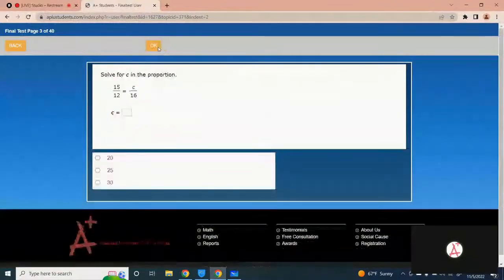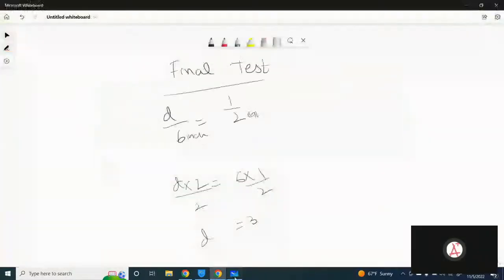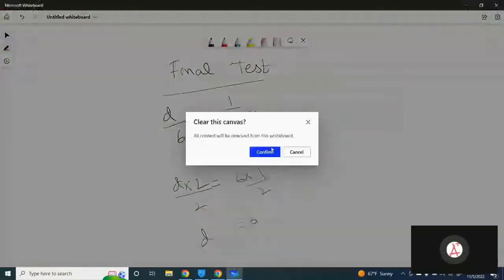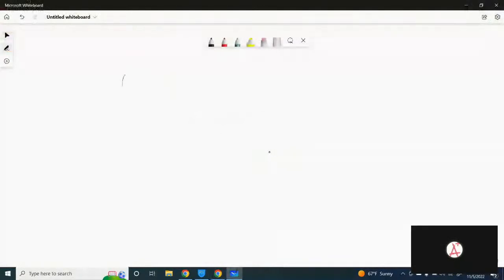Okay, the next one is, solve for C. 15 by 12 equals C by 16. So just do cross multiplication. It would be 15 times 16 equals C times 12. So let's just do 15 times 16. 15 times 16 is 240.